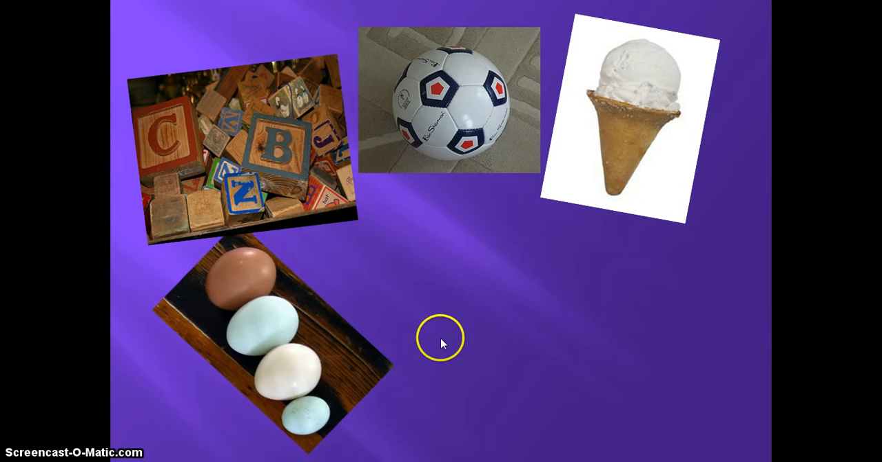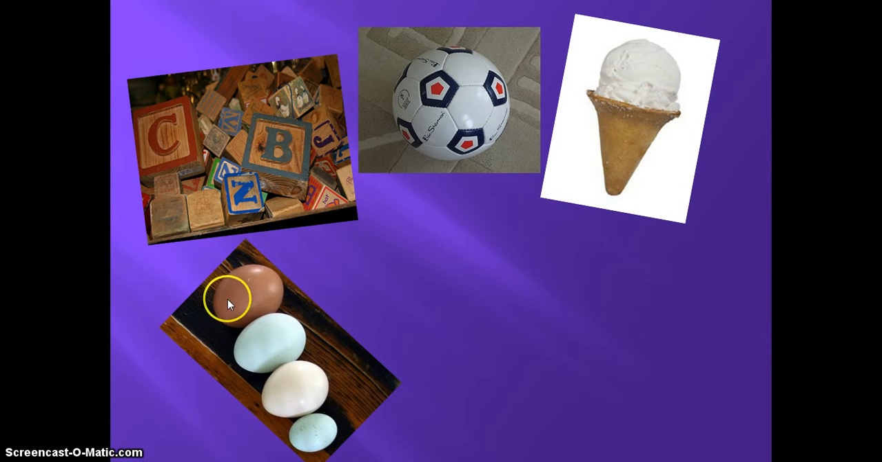Now this one is ice cream, but what's the ice cream inside of? Yeah, it's inside an ice cream cone. Good job. Now it's kind of tricky because it's upside down. What shape is this cone? It has three sides, so it's a triangle.